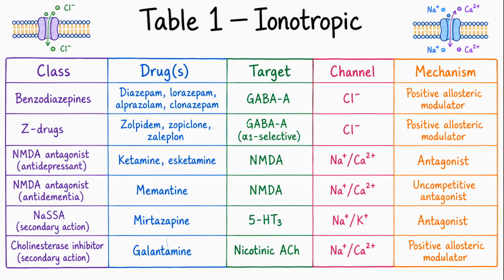Let's close out with a full summary, starting with everything that acts on ligand-gated channels directly, with the drug class labeled. Benzodiazepines and Z drugs both work on the GABA A chloride channel, just with different subunit selectivity. Ketamine and esketamine, classed as NMDA antagonists used as antidepressants, block NMDA, and memantine, an antidementia drug, blocks that same receptor uncompetitively. Mirtazapine, a NaSSA, has a secondary block on 5-HT3. And galantamine, a cholinesterase inhibitor, also positively modulates nicotinic receptors as a secondary action.